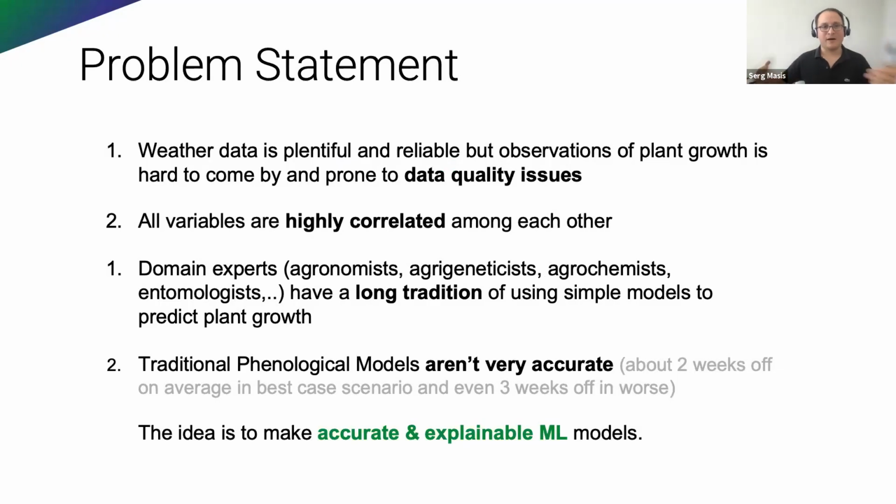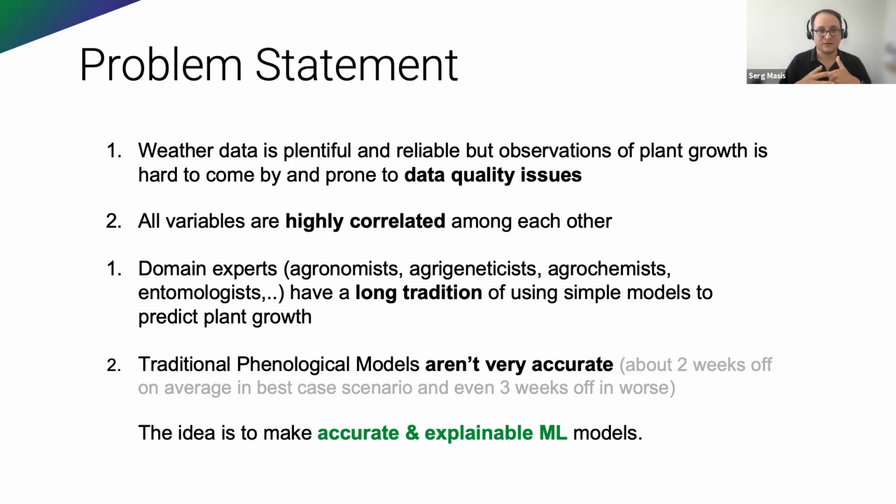So here we have a problem statement. It's a fairly simple one when we go down to the end result of it. Weather data is plentiful and reliable, but observations of plant growth are hard to come by and prone to data quality issues, because these are typically gathered by trialists on the field or the farmers themselves and entered manually. All variables are highly correlated among each other. This is expected as weather, and the way it interacts with the soil and everything, is highly correlated.